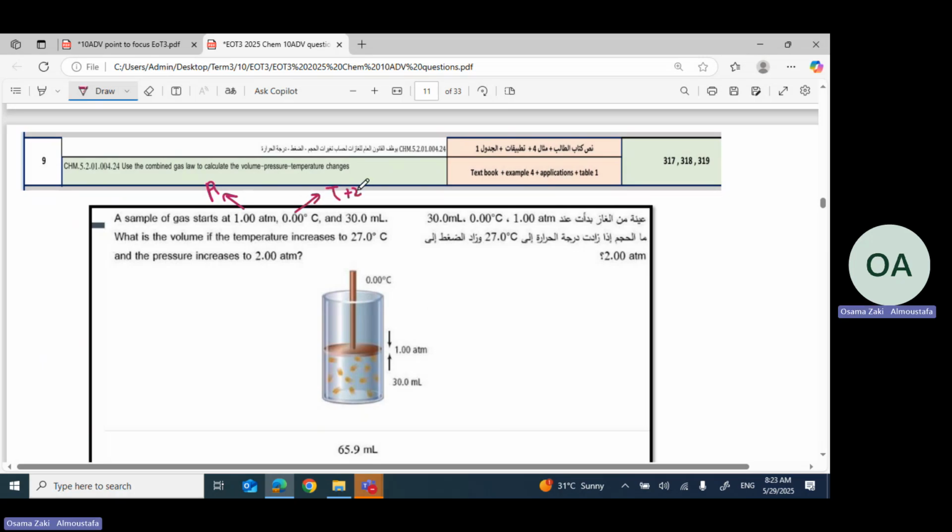T1 plus 273 equals 273 Kelvin. This is the V1. This is T1. T1 plus, but look, we have to add 273, so 300. Here this is P2. So as you see, P1, T1, V1, P2, T2, and V2.